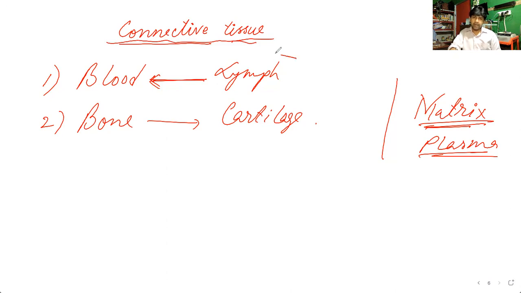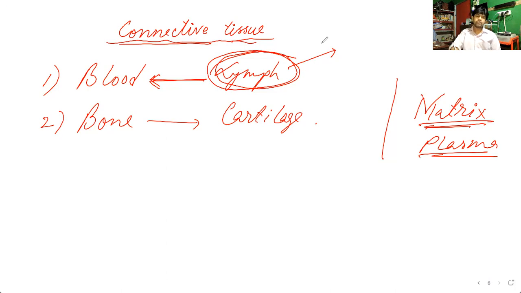And another one, like blood, is the lymph. It is similar to blood, but not red. Blood is red because of the presence of RBC. RBC contains hemoglobin, and due to hemoglobin the blood is red in color, but lymph is pale yellow in color, not red. This lymph also helps in the process of transportation, and it also helps in preventing our body from germs.